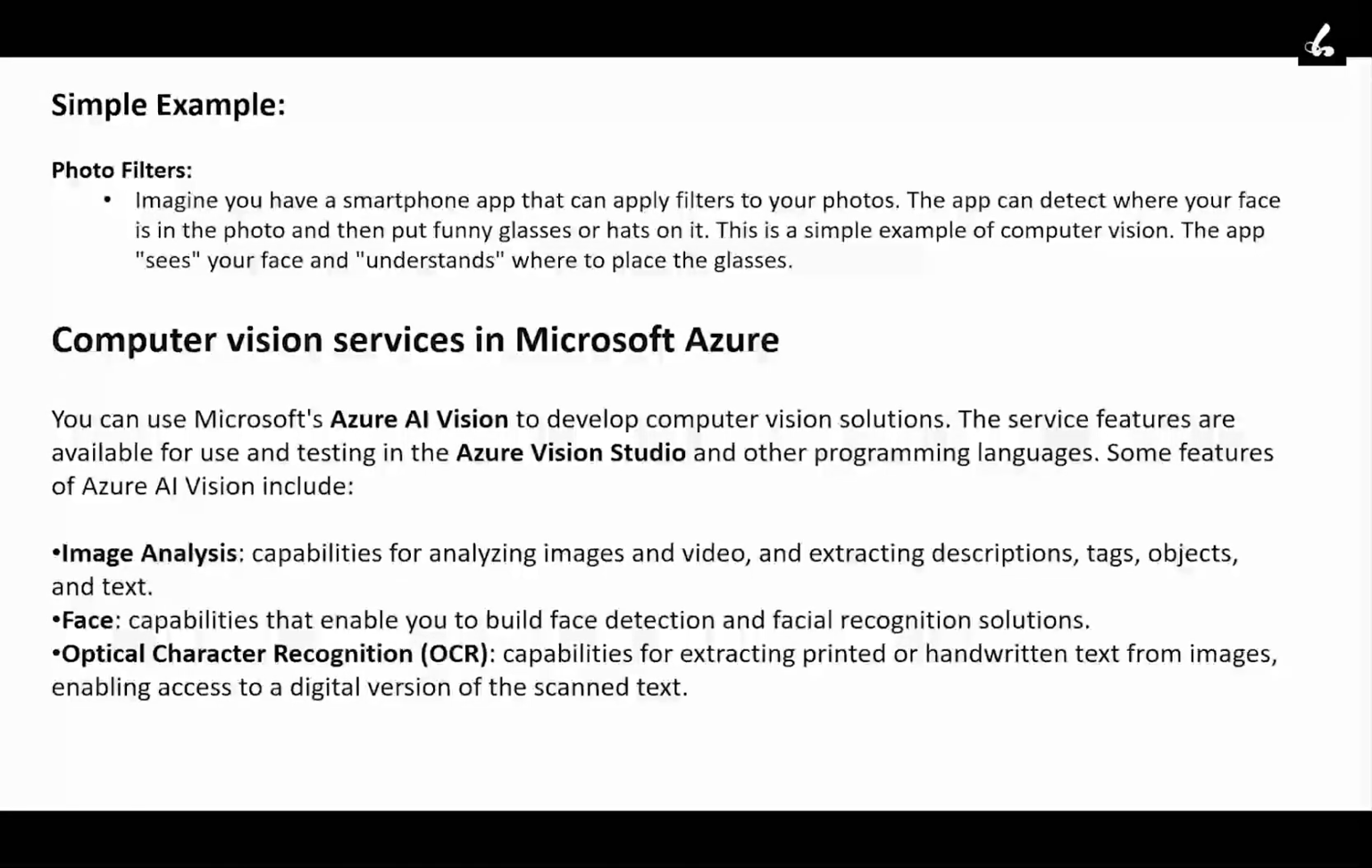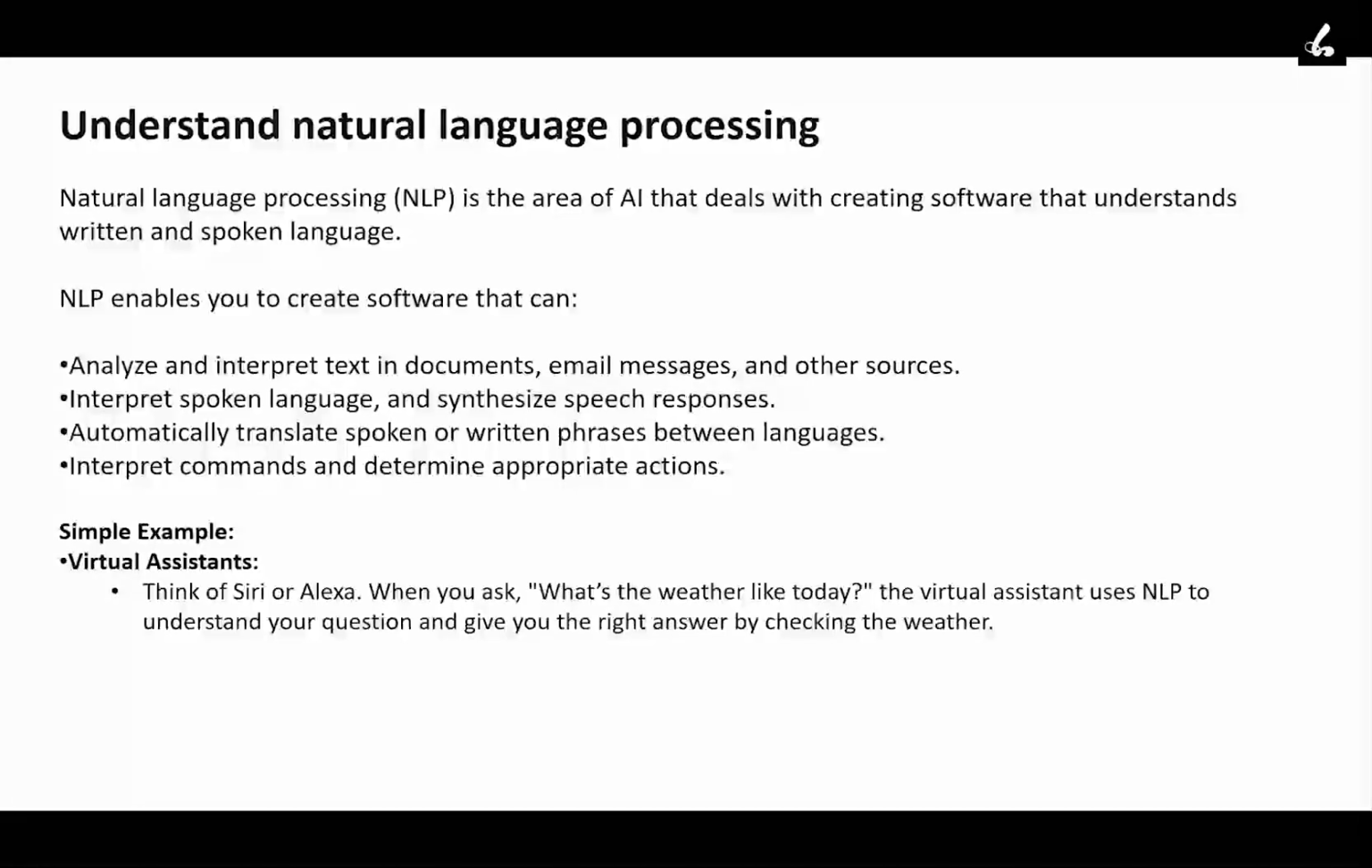Now, moving on to the next part, understanding natural language processing. Natural language processing is an area of AI that deals with creating software that understands written and spoken language. NLP helps us analyze and interpret text in documents, emails, messages, and other sources. It interprets spoken language and synthesizes speech responses. It automatically translates spoken or written phrases between languages, and it interprets commands and determines the appropriate action.